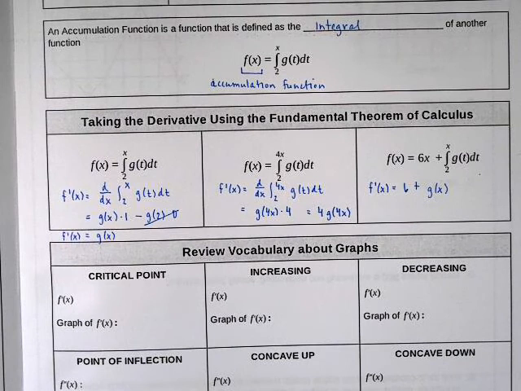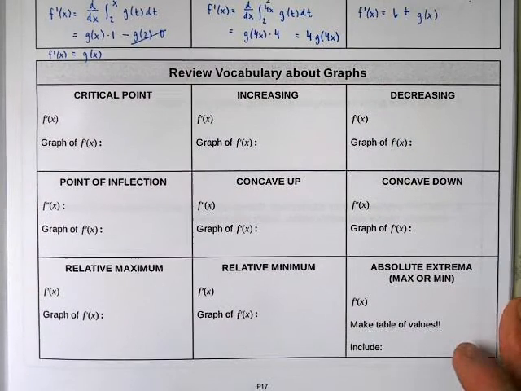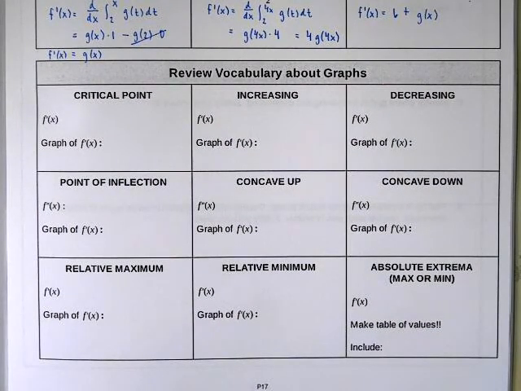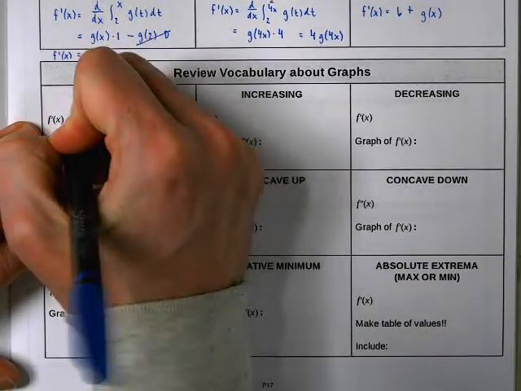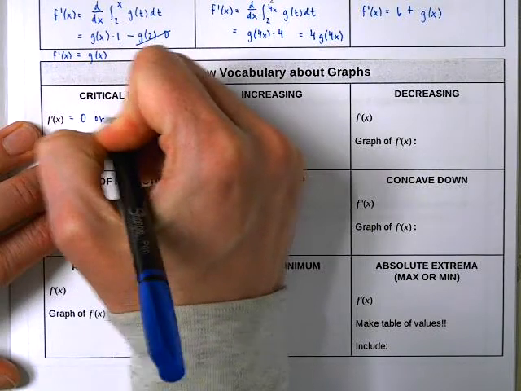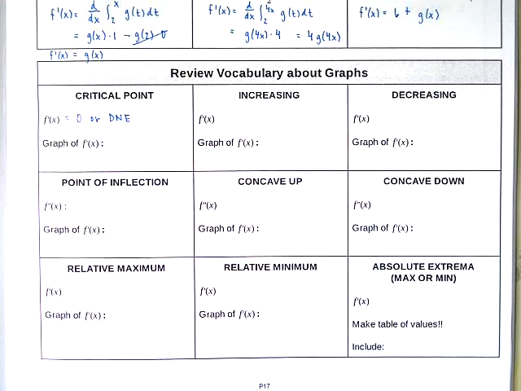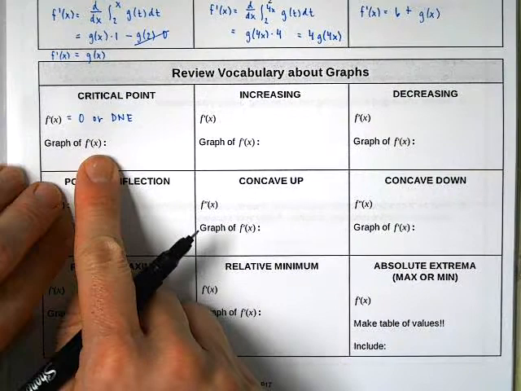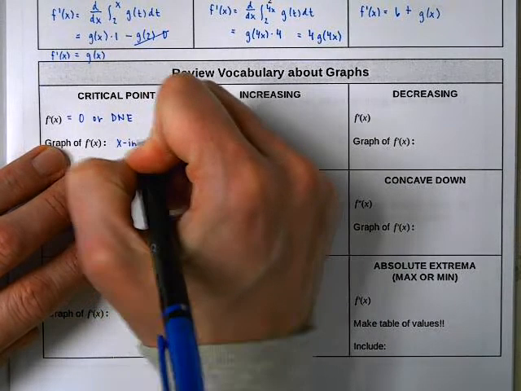All right, so now what we're going to do is go over some vocabulary about graphs, and this is really a review of that problem that we did in class. So this is not new vocabulary, we're just going to be applying it to these accumulation functions. So remember, a critical point is where f prime, if I had a function, is equal to 0 or it does not exist. If I'm looking at the graph of f prime of x, I'll know I have critical points. Those are going to occur at the x-intercepts.